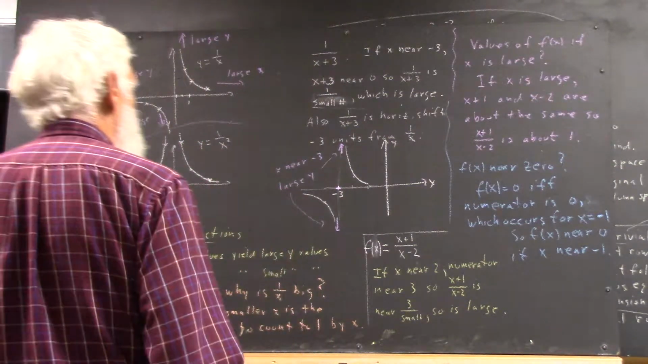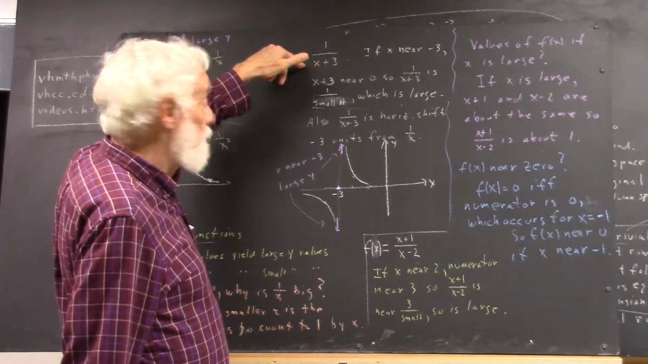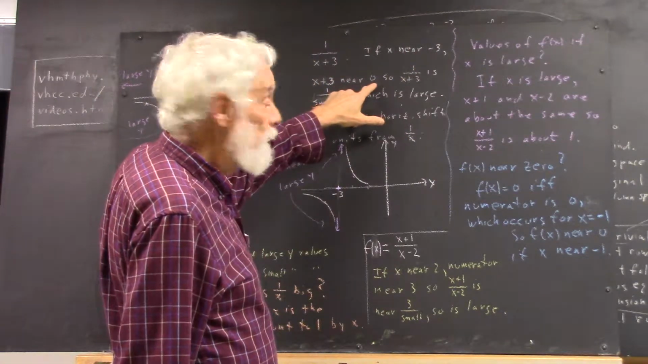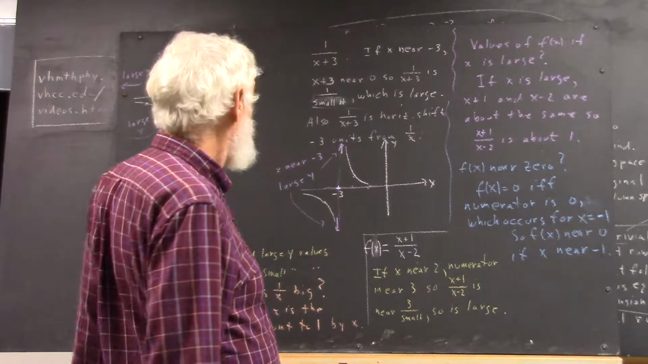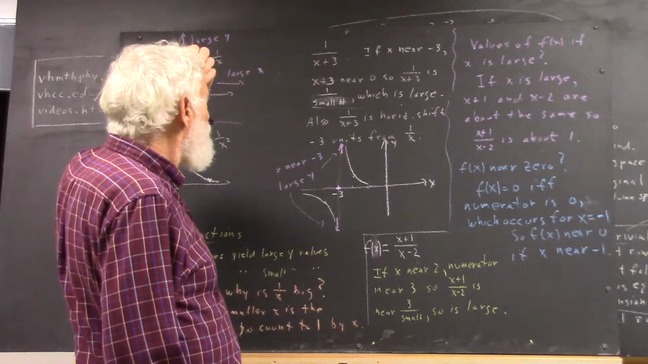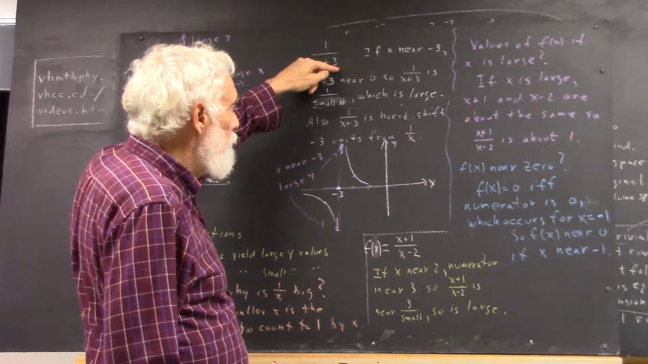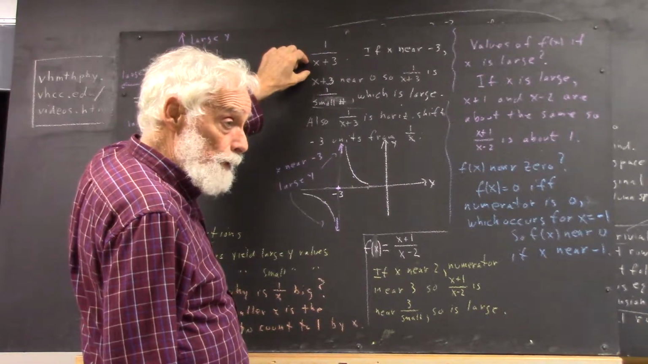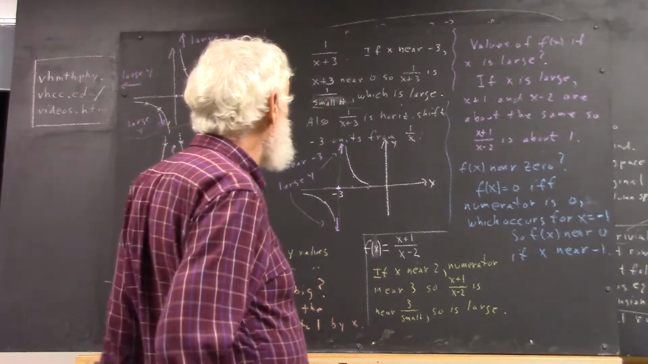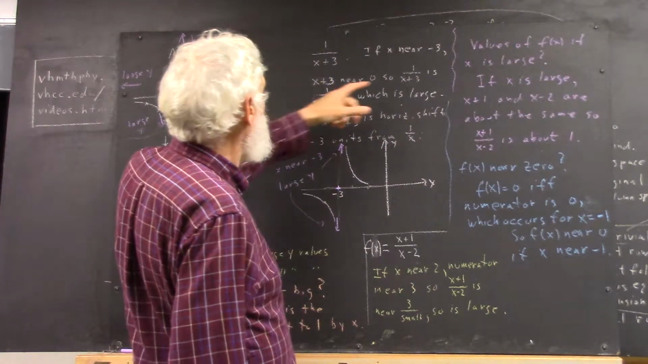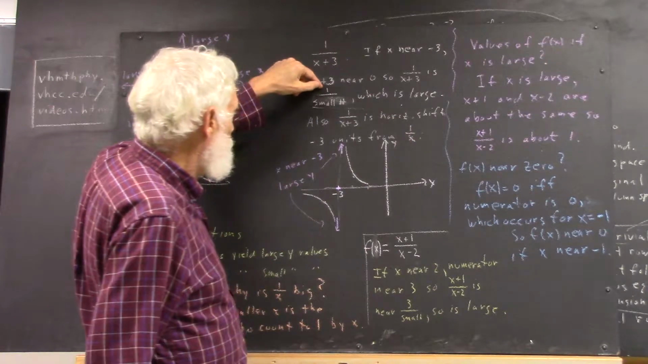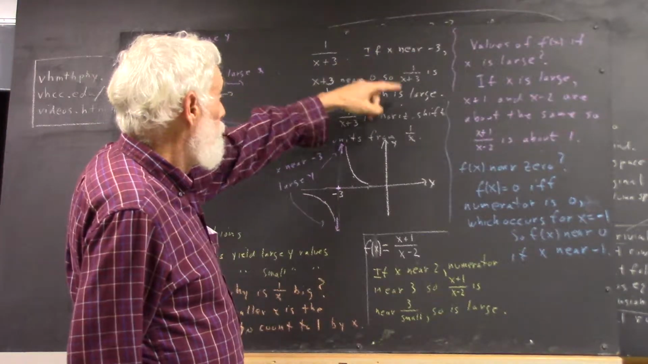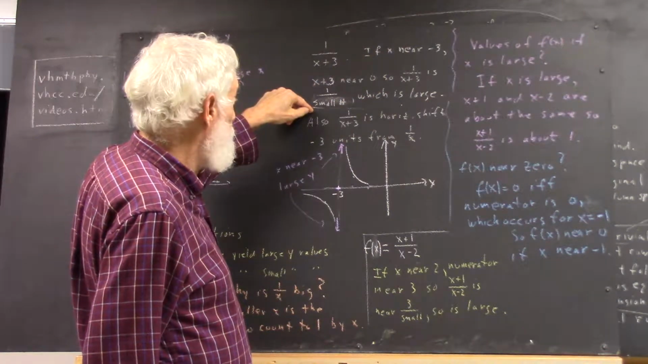Okay, so looking at 1 over x plus 3. If x is near negative 3, then x plus 3 is near 0, right? So x values close to negative 3 are the values that give us small values of the denominator that go into the numerator lots of times. So that 1 over x plus 3 is the reciprocal of a small number.